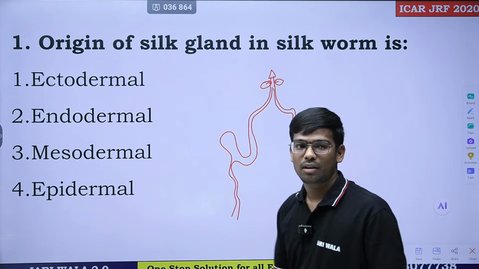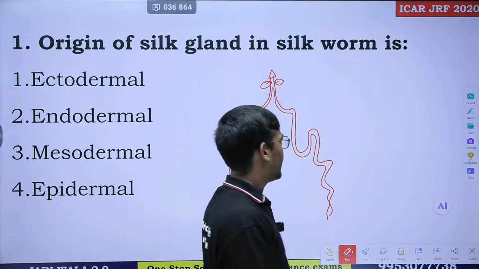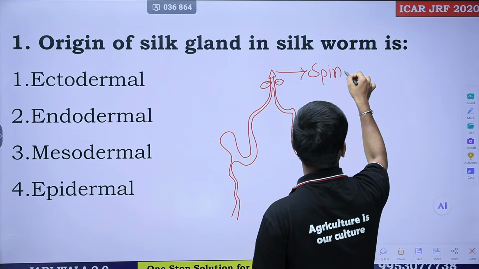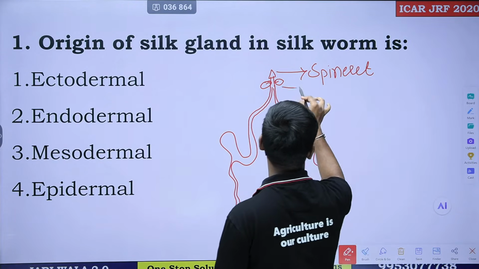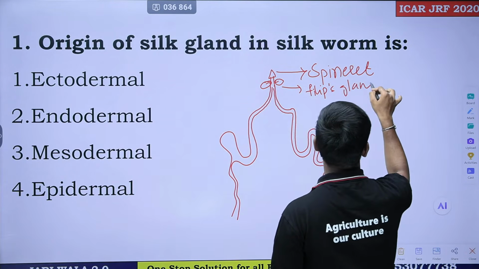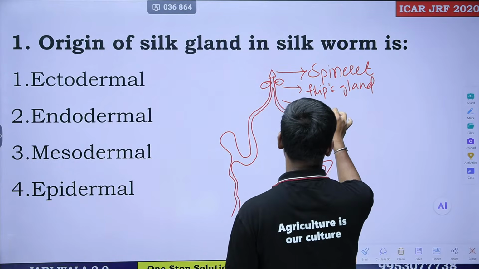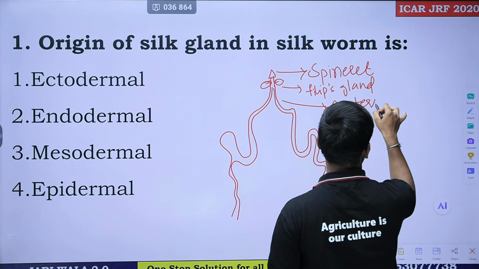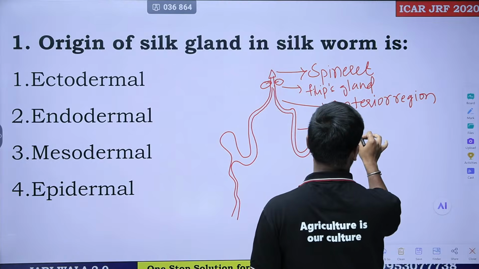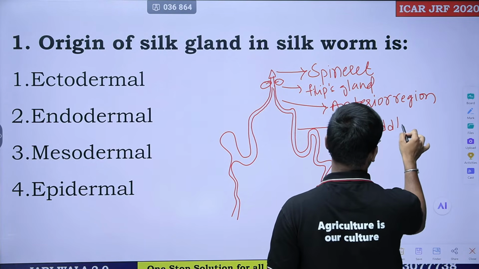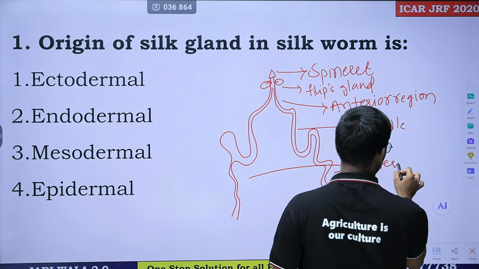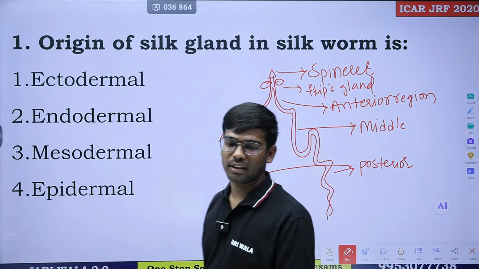Okay. This is the silk gland structure, and here in the silk gland this is the spinneret, and this is Filippi's gland. Then after this is the anterior region. This whole portion, the widest portion, is the middle one. Okay. And this is the posterior region.